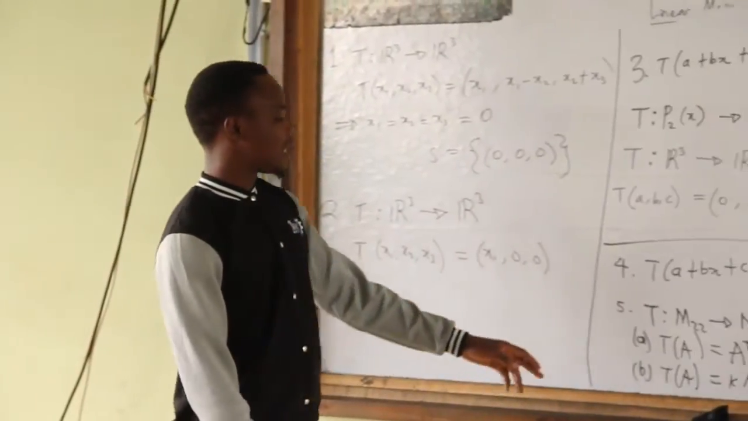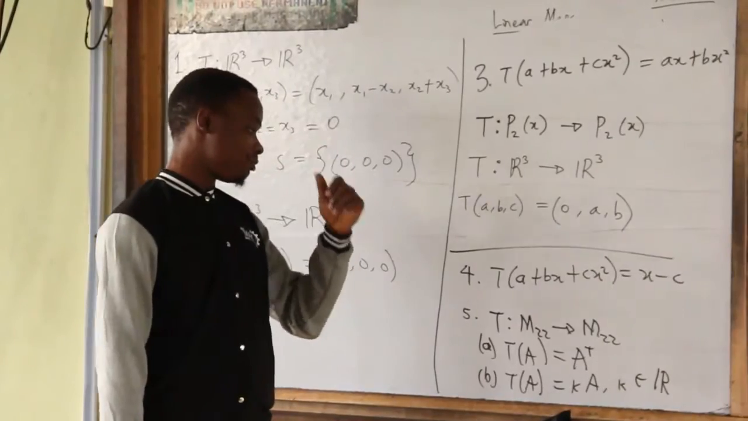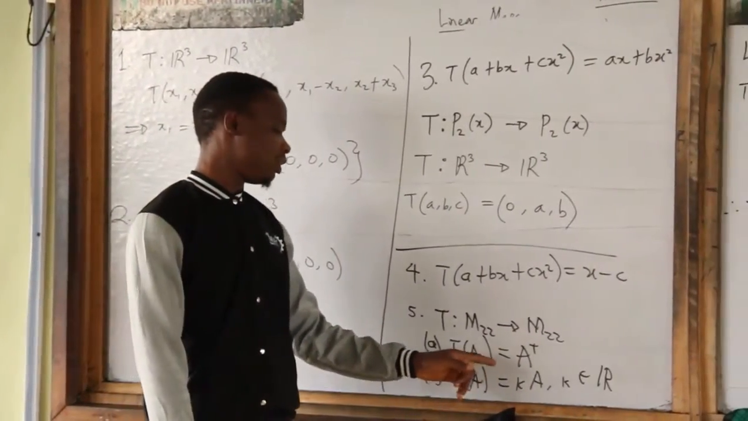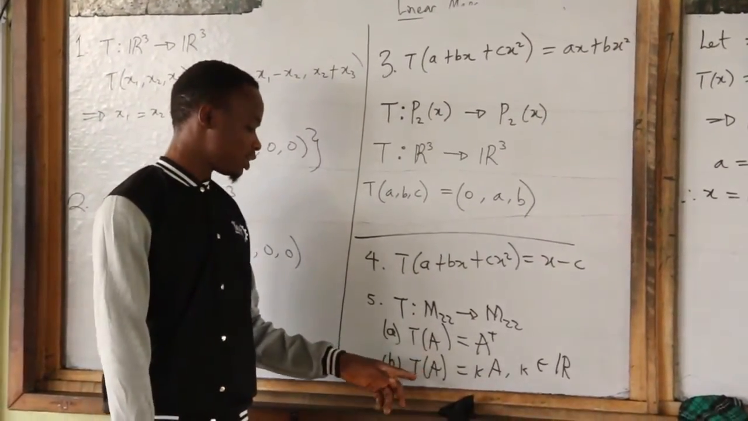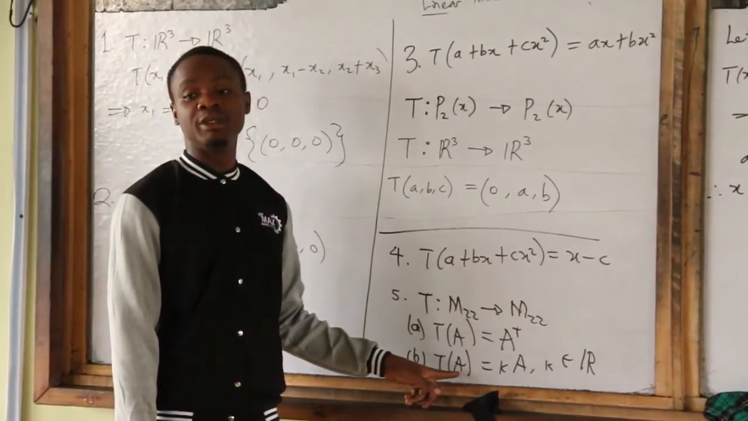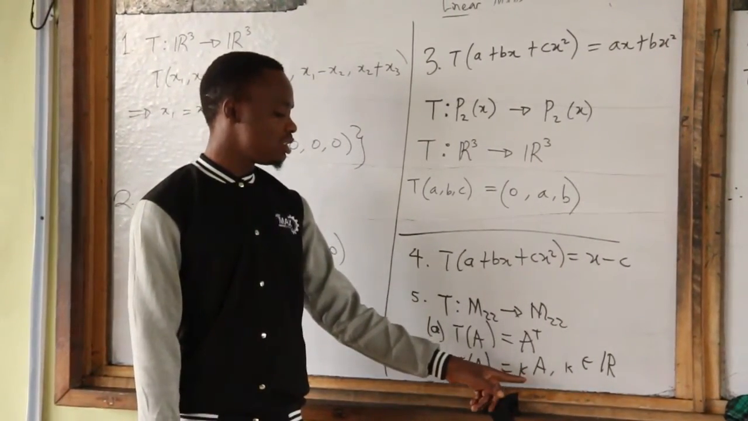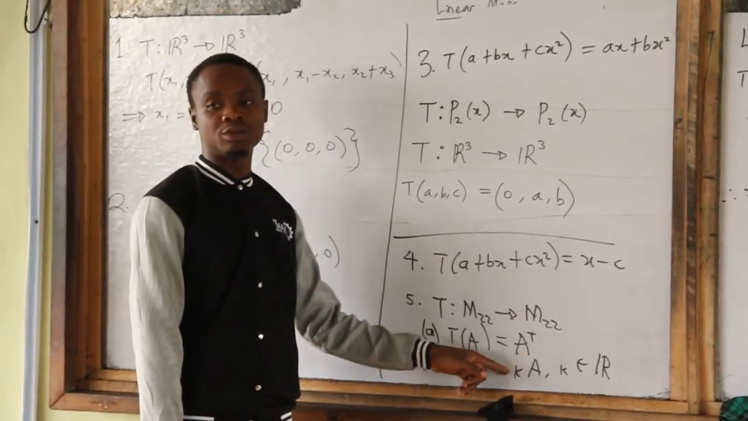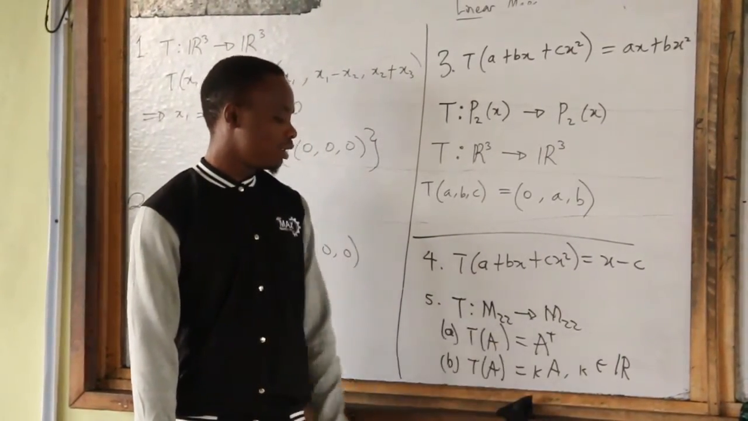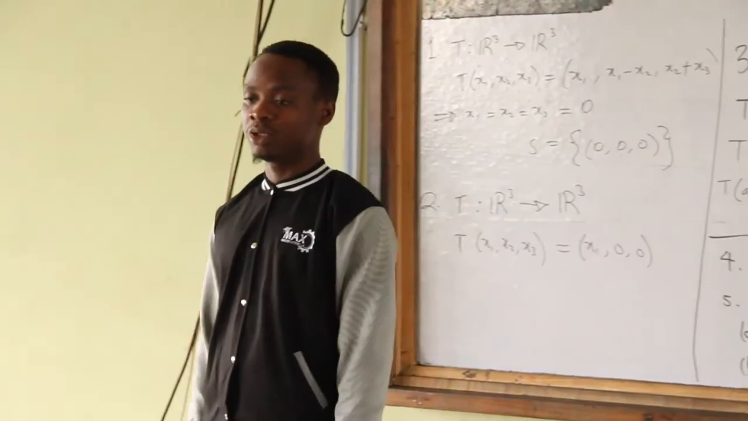So we want to find the kernel, like before, find the basis of the kernel, and also find the nullity of the transformation. Here, this takes in matrix A and produces kA, that is, a real multiple of A. Alright, so work with that, and we will move on from there.